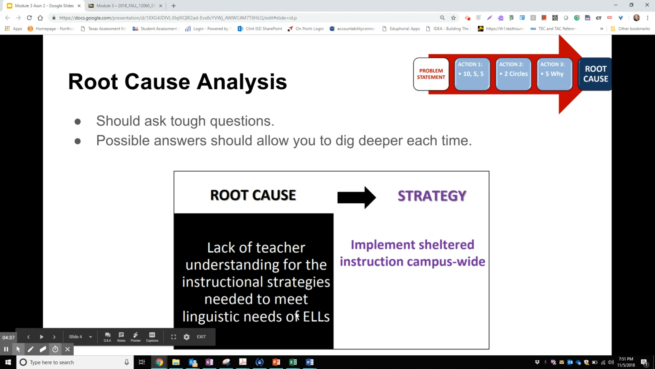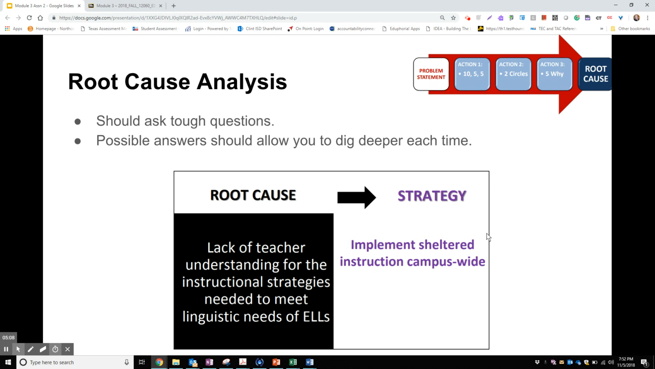Notice that's a root cause, so teachers don't have an understanding, and that can turn into a strategy. So implement sheltered instruction campus-wide. If your root cause was that 7th grade writing wasn't important because it's not tested, well, we can't fix that. There's no strategy to fix that. If it's more of a systemic issue at the campus or professional development or curriculum, then your strategy can be aligned to that. Okay, so that's just some feedback.